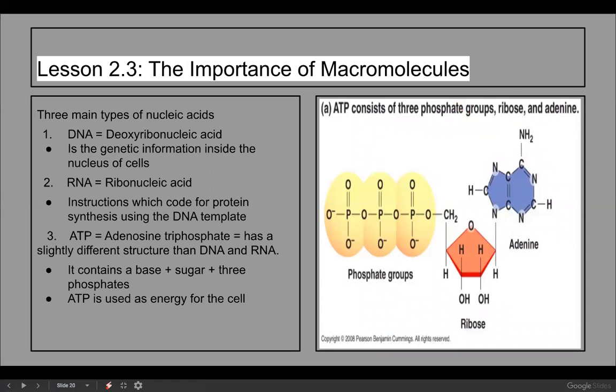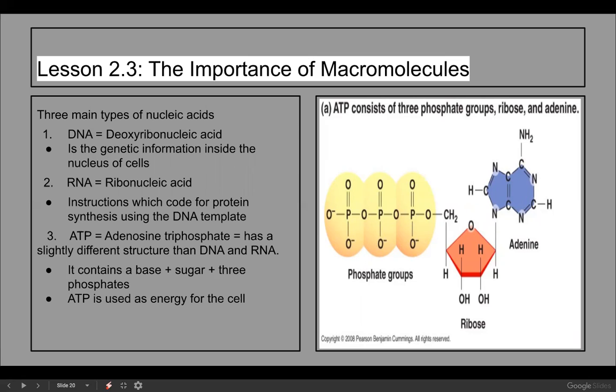We have 3 main types of nucleic acids. DNA, deoxyribonucleic acid, is the genetic information inside the nucleus. Ribonucleic acid, RNA, carries instructions which code for protein synthesis using the DNA template, right? So you get the information from the DNA, it is read and copied onto the RNA.